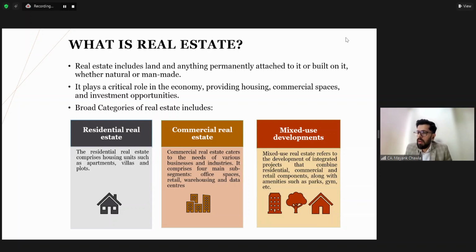Then there are mixed use developments. So mixed use developments would generally include a residential housing society, which not only has residential units but also has commercial retail shops as well, commensurate with the residential part. So this is what we need to understand before we move forward, that what real estate in general is. So our presentation will be moving forward in this direction only.